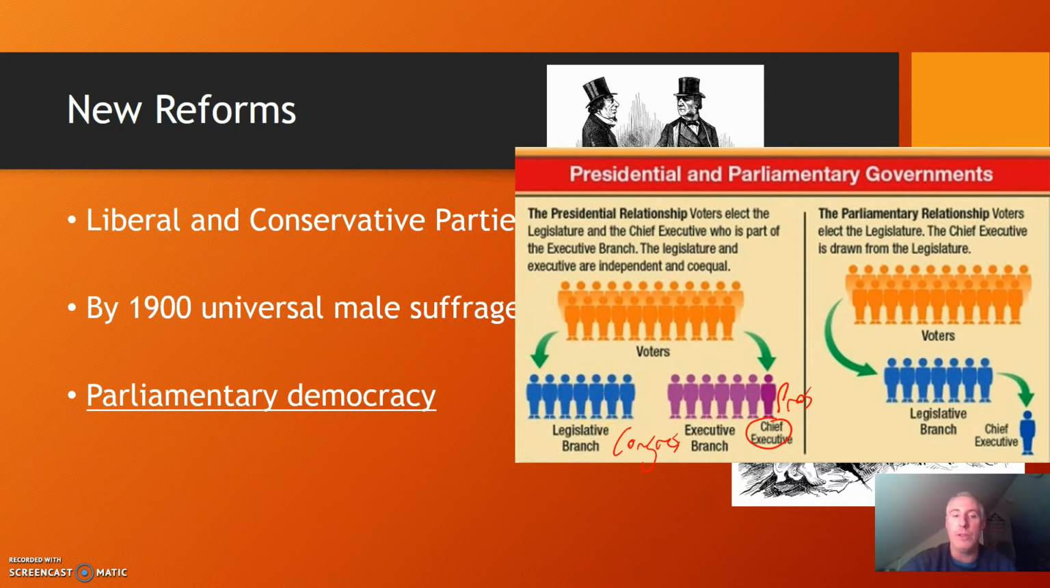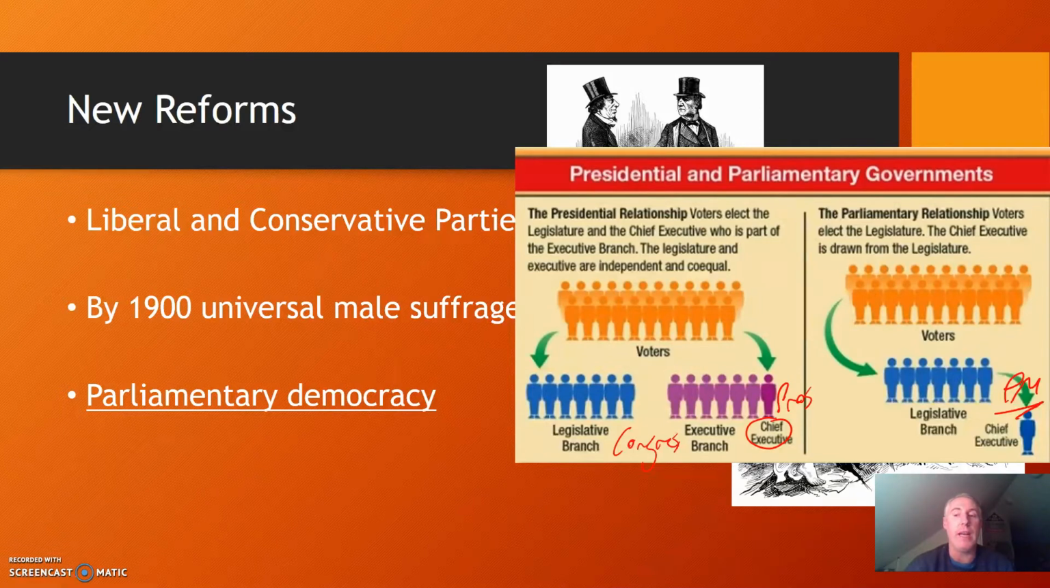The way it works in a parliamentary relationship is that the voters vote for a political party in the legislative branch. So in our own system, it would be like, are we going to vote for Democrat or Republican? Suppose the Democrats win. The Democrats in the legislative branch would then choose the chief executive, who is the prime minister in Great Britain. So the people do not directly vote for the chief executive. That's a big difference between presidential and parliamentary governments. But the end result of this was that the monarchy was becoming more and more of a figurehead position.